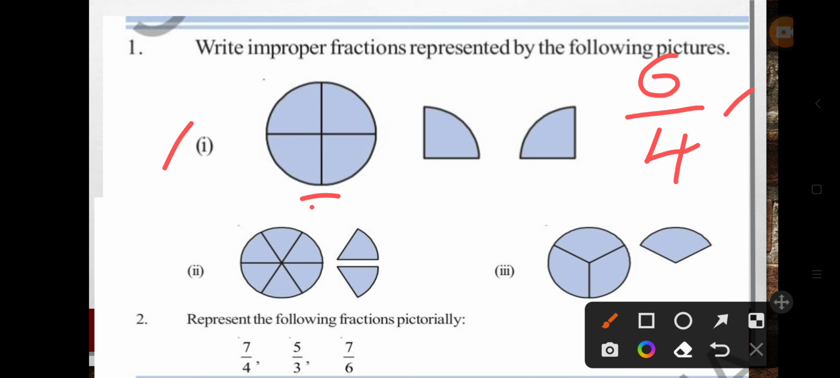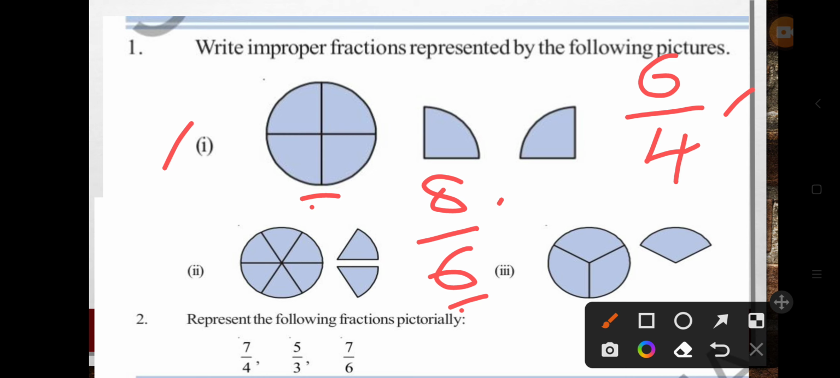దీనికి కూడా అలాగే రాయొచ్చు. 1 2 3 6, ఇక్కడ 3 ఉన్నాయి, ఇక్కడ 3 ఉన్నాయి. సో 6 పార్ట్స్ కింద డివైడ్ చేశాను. 3 ప్లస్ 3, ఒక పార్ట్‌ని ఎన్ని పార్ట్స్ కింద డివైడ్ చేసామో అది డినామినేటర్ కింద రాయాలి. Then how many parts are shaded? 6 plus 2, 8. So here in this and in this also, the numerator is greater than the denominator. So these are our improper fractions.